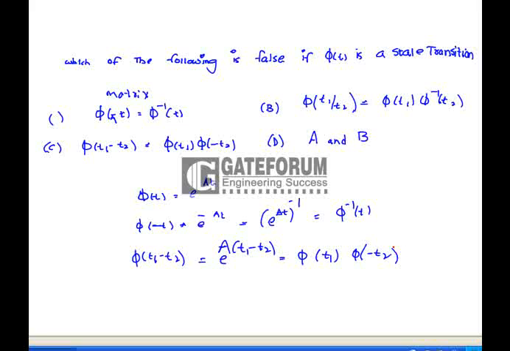Here phi of t1 plus t2 is equal to e power A into t1 plus t2, which is not equal to phi of t1 phi inverse of t2. Hence option B is the wrong statement regarding the state transition matrix. Hence option B is correct.